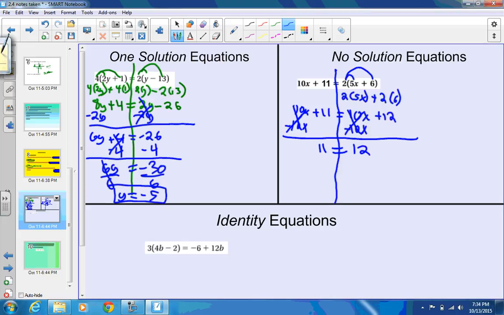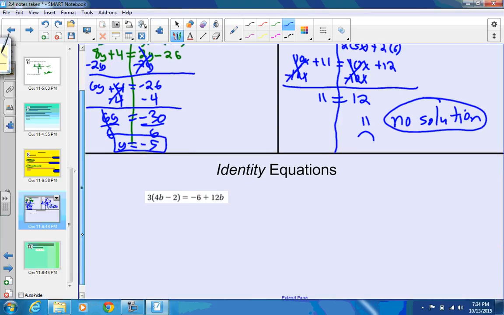Now, last time I checked, 11 does not equal 12. So that means that's not true. We have no solution here because we can't go any farther. There's no more variables in there to try to solve for since it went away. And 11 does not equal 12. Okay, so that's a situation where you have no solution. If the variables are gone and then you have something that's not equal to something else.